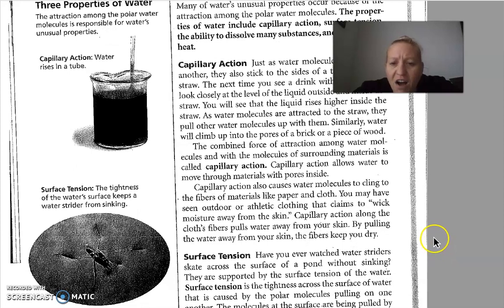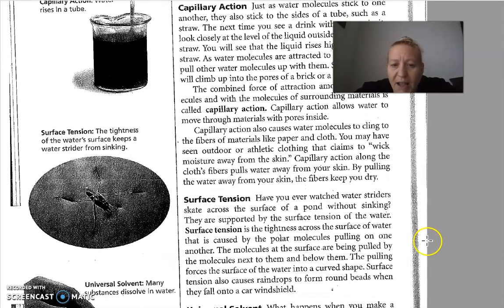Capillary action also causes water molecules to cling to the fibers of materials like paper and cloth. You may have seen outdoor athletic clothing that claims to wick moisture away from your skin. Capillary action among the cloth fibers pulls water away from your skin. By pulling the water away from your skin, the fibers keep you dry.